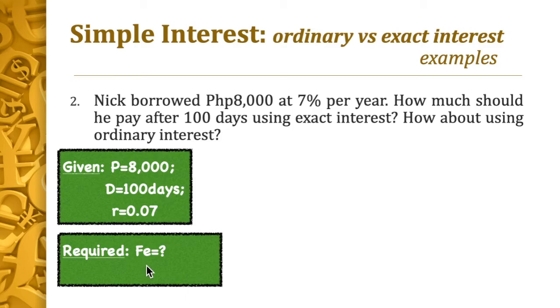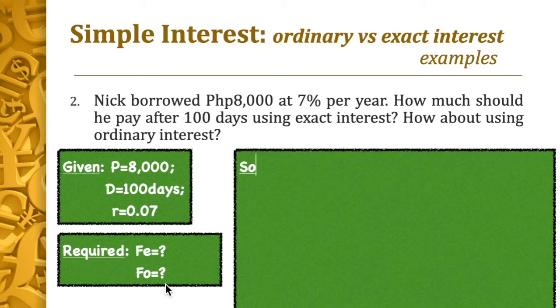So what's the final amount? Using the exact interest, we're going to denote that as F sub E or FE. And about the ordinary interest, how much will you pay? So let's call that final amount F sub O for ordinary interest. Okay, so solution. Let's get first the interest.